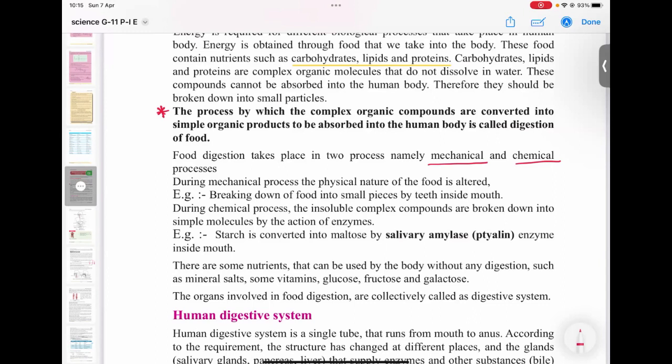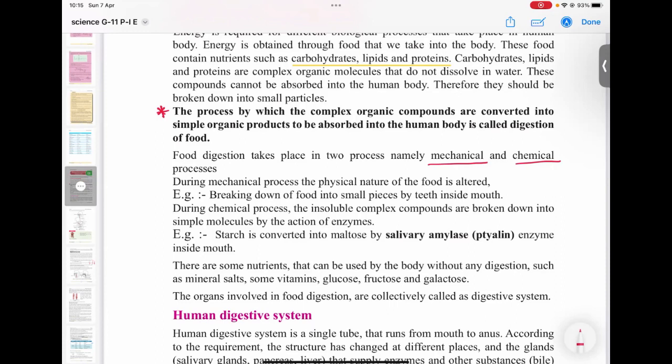You had movement. Mechanical energy comprises kinetic energy and potential energy. Kinetic energy is movement, so you can just remember it like that. When you move your mouth, teeth and tongue, the food gets crushed. That is the mechanical digestion that starts inside your mouth.